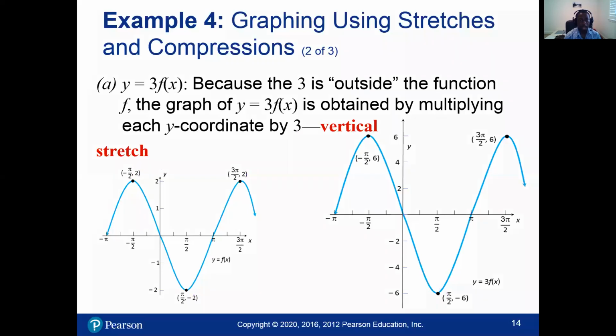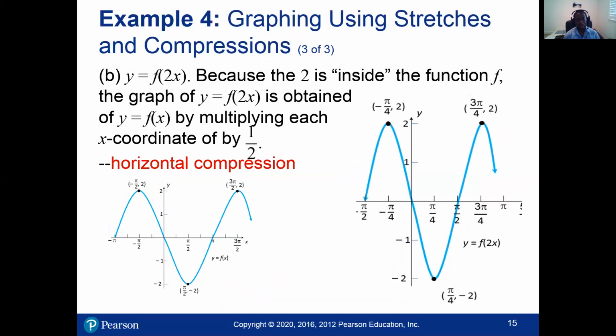Next, part b says that y is equal to f of 2x. Now, again, because the 2 is inside the function f, we multiply every x coordinate by 1 over 2. Or instead of multiply, you can say divide the x coordinate by 2. It's the same way. So every x coordinate, we're going to multiply by 1/2.